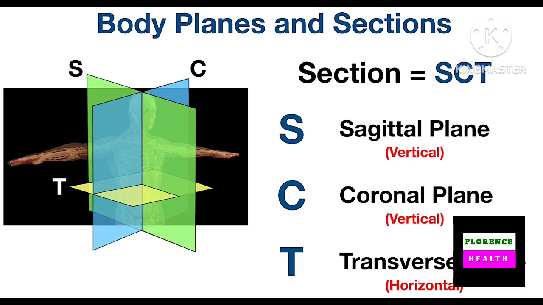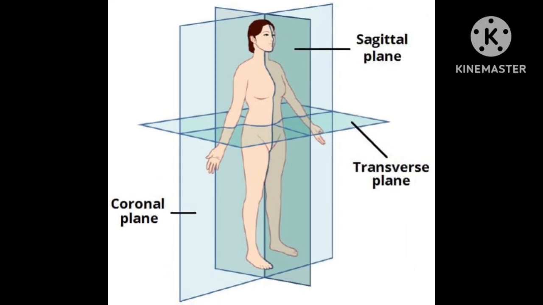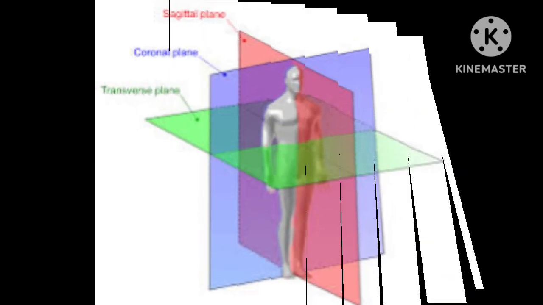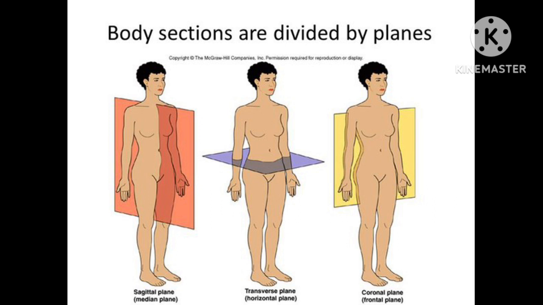Sagittal plane cut the organ or cut the fetus longitudinally. That's why it divides the fetus or divides the organ into right and left half. Another plane is coronal plane. It also cut the organ or cut the fetus longitudinally, but it divides the fetus or divides the organ into anterior half or posterior half. In other words, it divides the fetus or divides the organ into in front and back part.